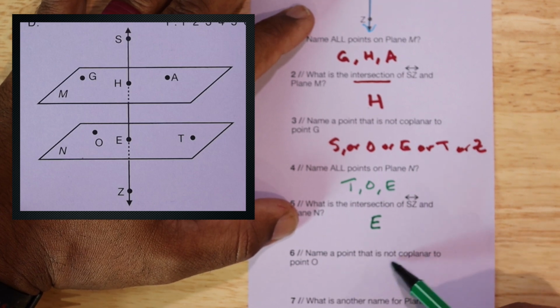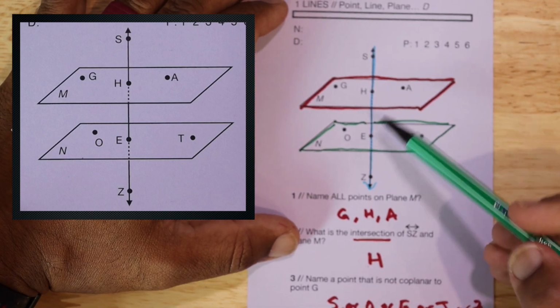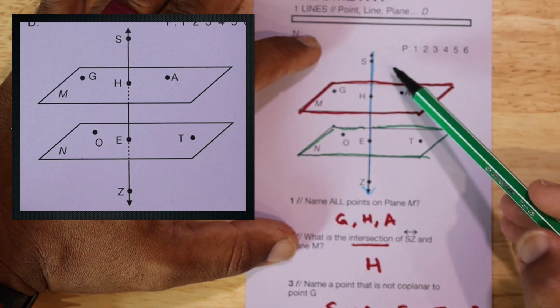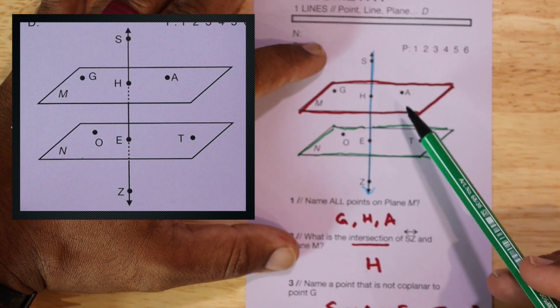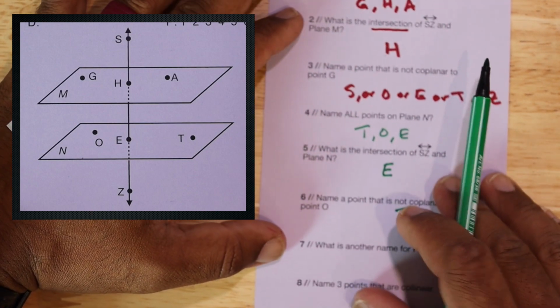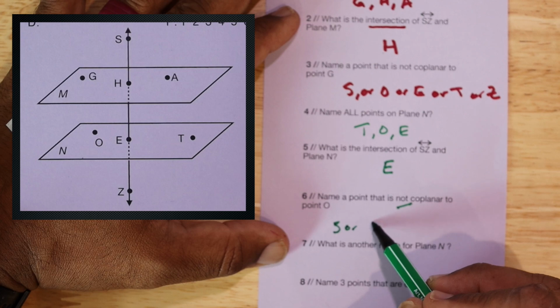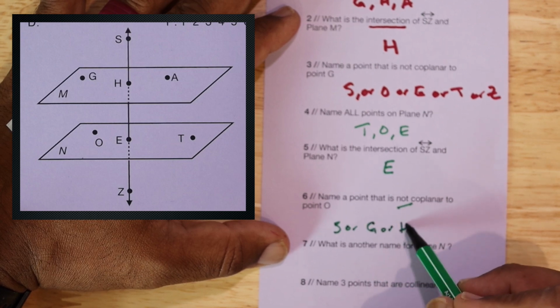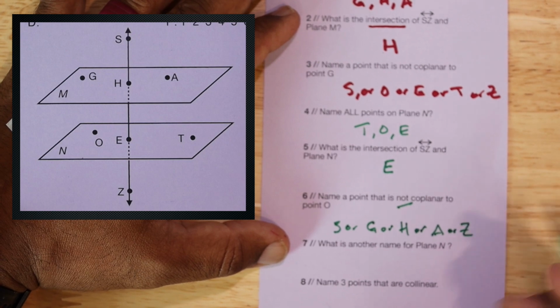Name a point that is not coplanar to point O. So something that's not in this plane. Well, I can pick any letters up here or down below. So S, G, H, A, Z are options. S or G or H or A or Z.